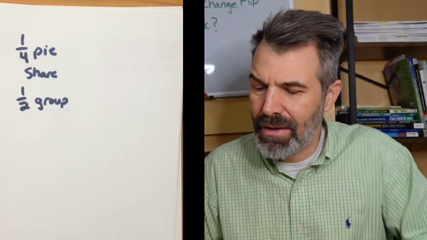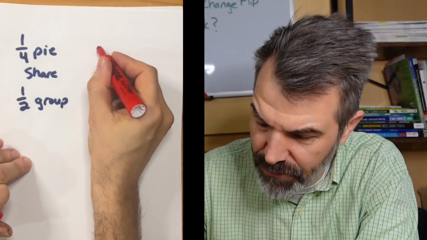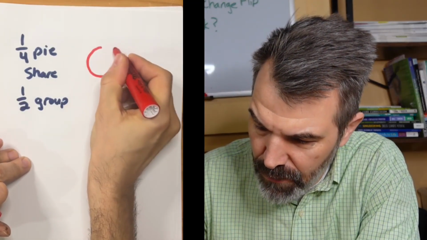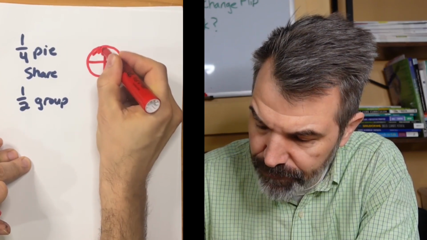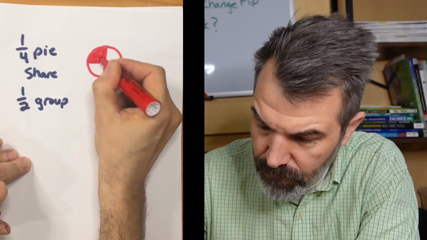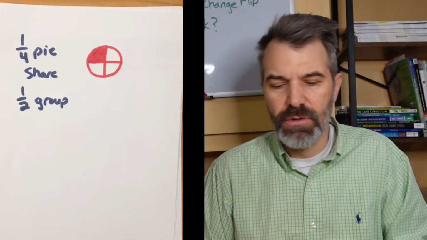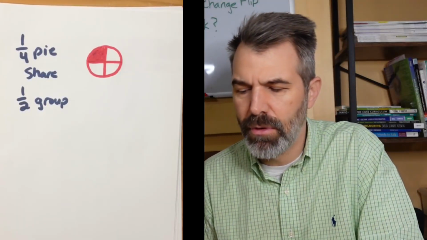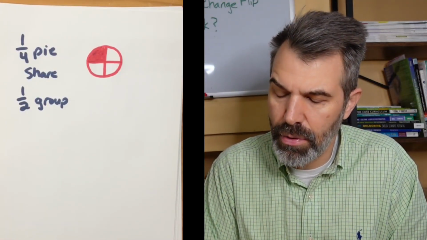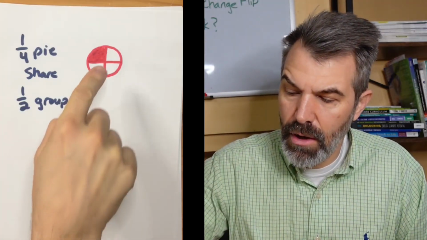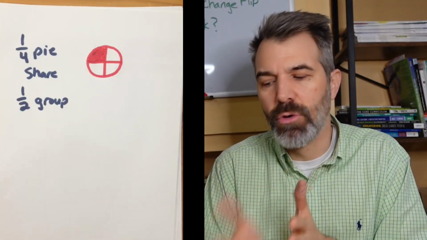We're going to take a look at the pie here and say, here's my 1/4 of a pie. Cool. So what does it mean? 1/4 pie shared with 1/2 of a group. So this is going to be the amount that 1/2 of the group gets.